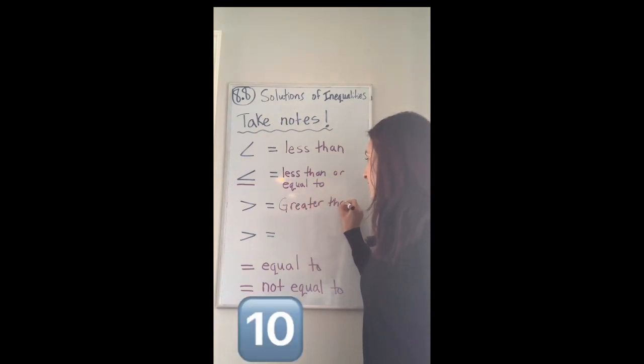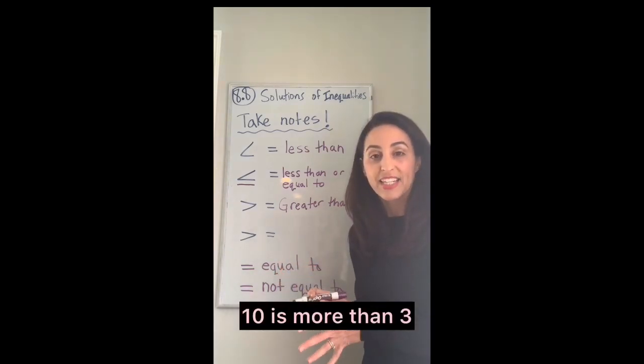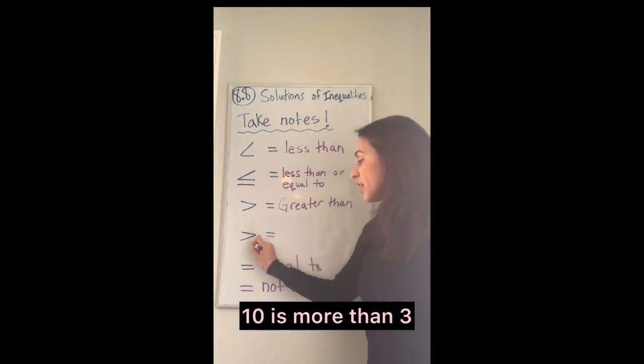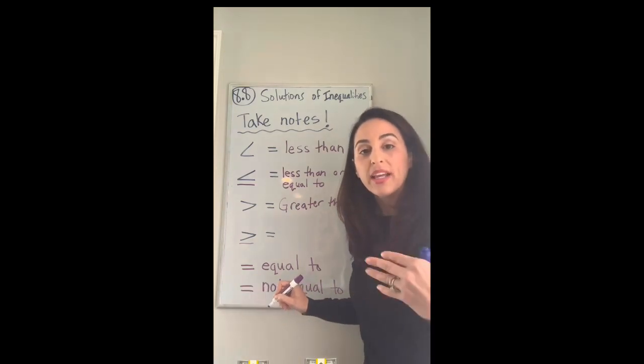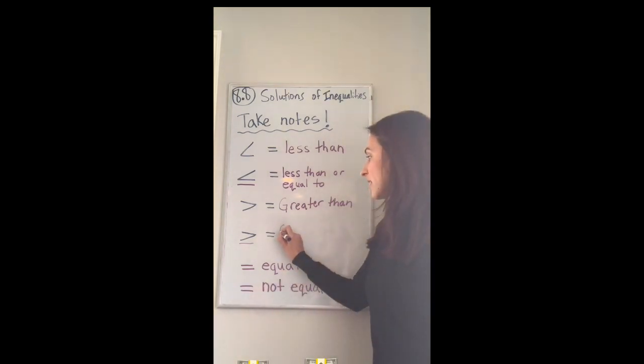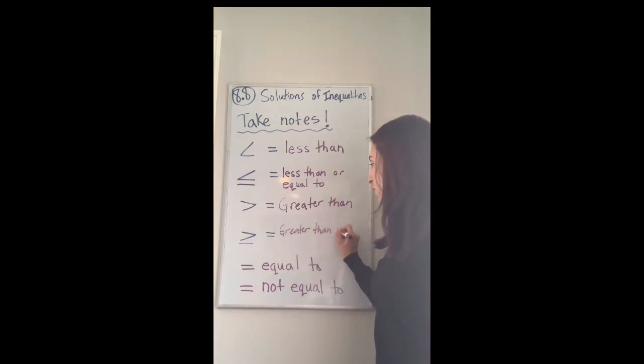So one number is greater than another one, and we are comparing them, T-H-A-N. If you have the greater than sign with a line underneath, that means it is greater than or equal to. So let's write that down, greater than or equal to that number.